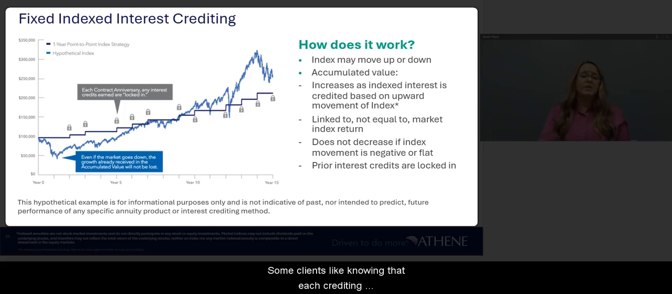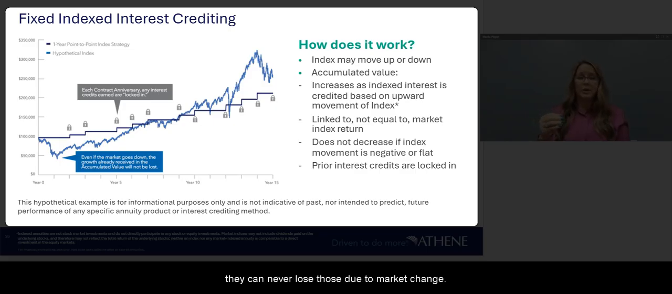Some clients like knowing that each crediting anniversary, they're locking in whatever gains they had for that time period. Once those gains are locked in, they can never lose those due to market changes.